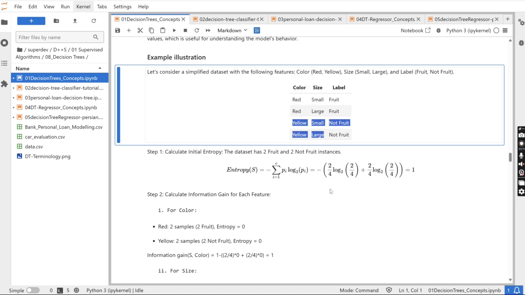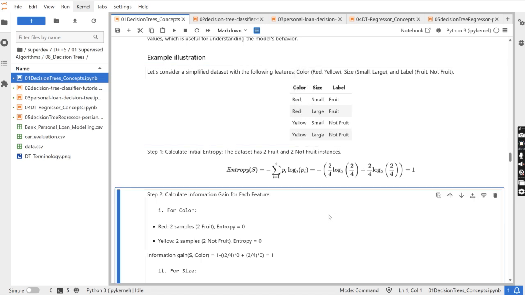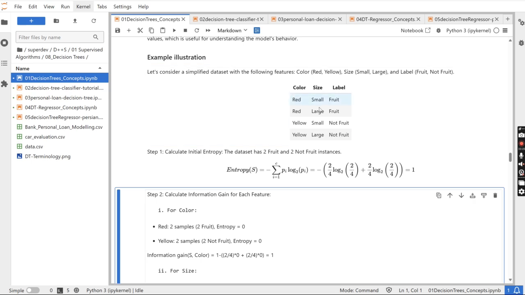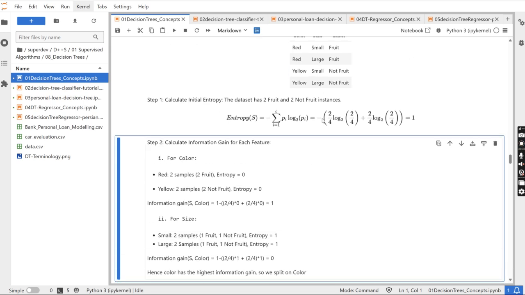Very clearly, with your human intuition, you can tell that color is playing the major role here. If it's yellow, it's not a fruit. If it's red, it's a fruit, because size is varying here, whereas color is not varying. Just by looking at it you can say color is playing the major role. Anyway, we will see how the decision tree does this.